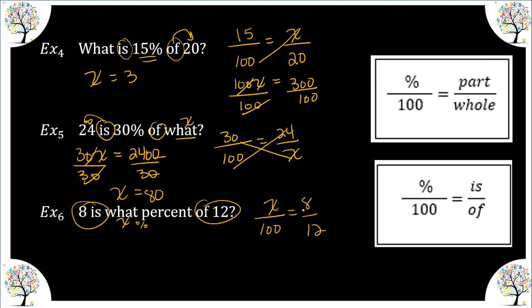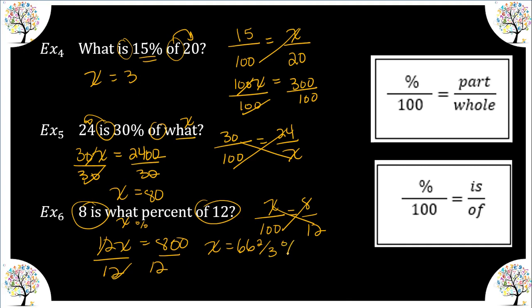So we have a percent proportion, cross multiply. Isolate x, and x equals 66.6 repeating, or 66 2/3, and it is a percent.